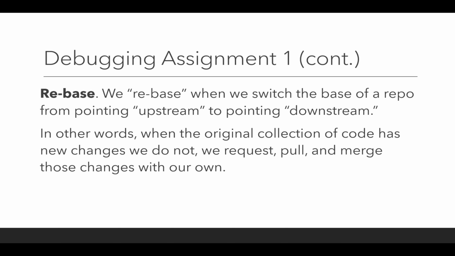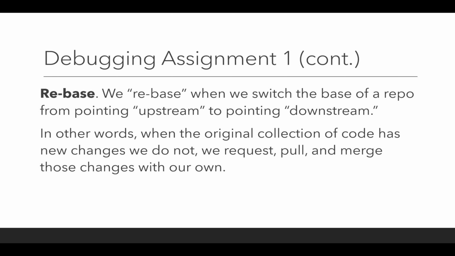So when we rebase, we switch the base of a repo, that is some collection of code on GitHub, from pointing upstream to pointing downstream. So that kind of sounds like I just introduced a bunch more terms. So in other words, when the original collection of code has new changes we do not have, we request those changes, we pull those changes in, and then we merge those changes with our own. But we do that through the terminology of GitHub.